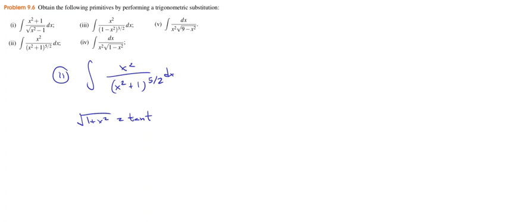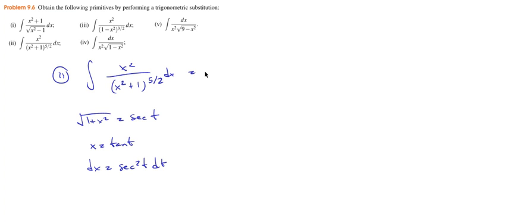Sorry, not x as the tangent of t. So 1 plus the tangent squared is just the secant squared, or 1 over the cosine squared, right? And now we have dx is 1 plus the tangent squared dt, or 1 dt divided by the cosine squared, so the secant squared dt, right?